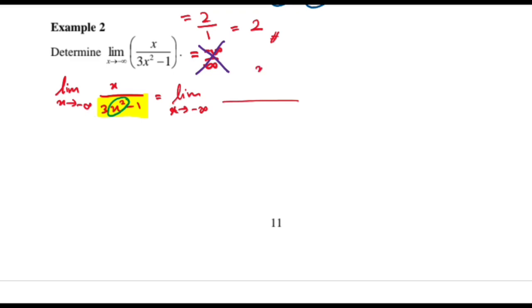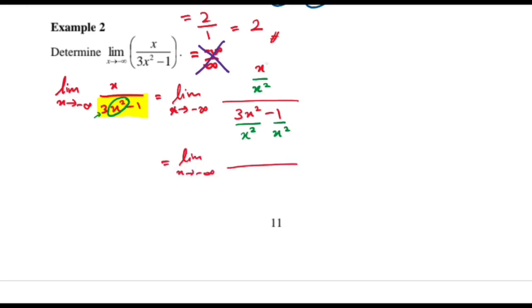Start by copying the numerator and also the denominator function, and then divide each of the terms with the highest power of the denominator. And the highest is x power 2. So divide everything with x power 2. Remember, ignore that number 3 in front of x squared. And then you just simplify.